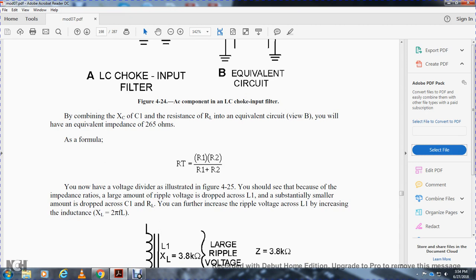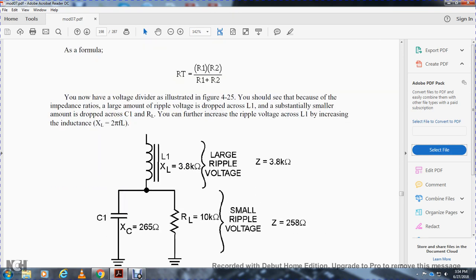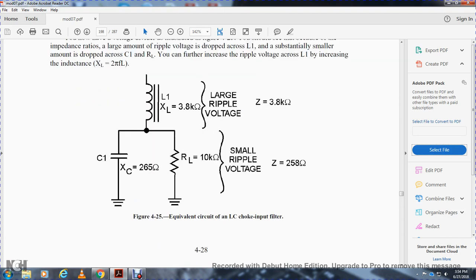You should recognize the impedance ratio: a large amount of the ripple voltage drops across the inductor, and a substantially smaller amount drops across the capacitor and load resistance. The ripple voltage across the inductor L1 can be increased further by increasing the inductance. Inductive reactance equals 2 times pi times the frequency times the inductance. Large ripple voltage, impedance 3.8 kiloohms. Capacitor 265 ohms with load resistance, small ripple voltage, impedance 258 ohms.